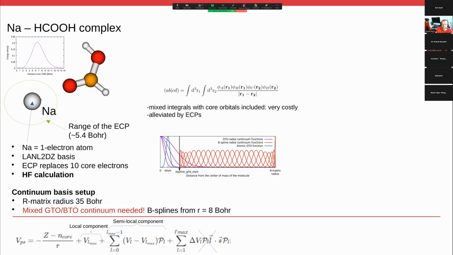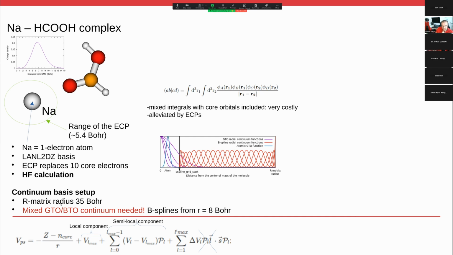on the sodium atom. To do the calculation, we took great advantage of effective core potentials, because in the case of alkali atoms we can replace all 10 core electrons by ECPs, so by effective potentials. So in this application to alkali atoms, the ECP is perfect, because it reduces the atom to only one electron. And we used the Lanl2DZ double zeta basis set, which includes the ECPs.